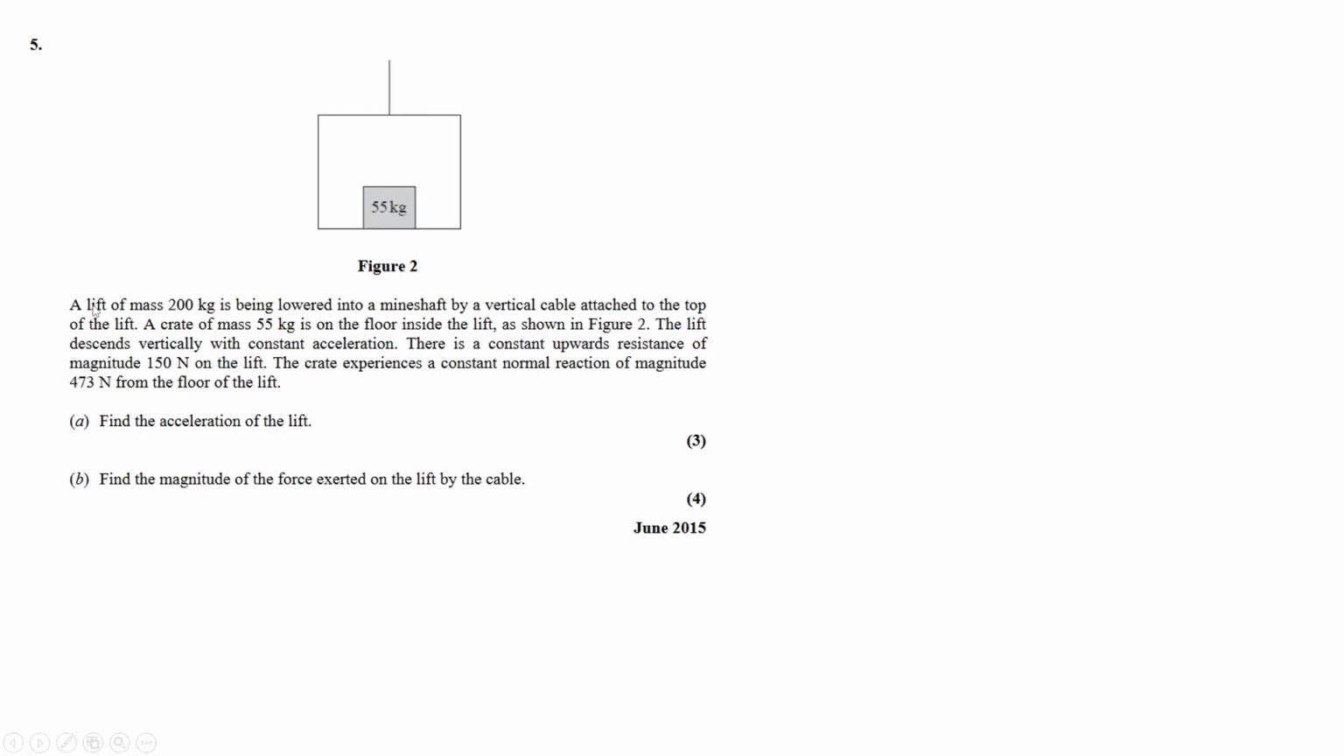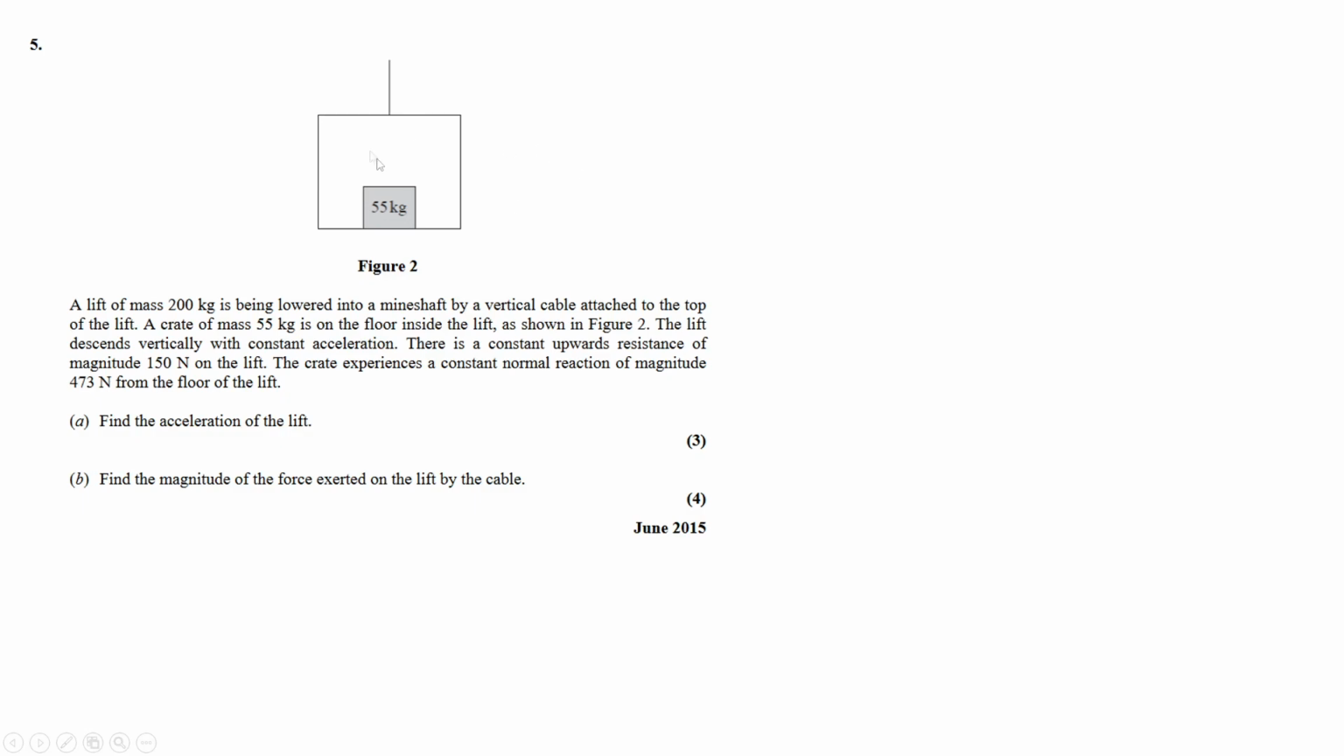Here's another example. They give us a lift of mass 200 kilograms. It's being lowered into a mine shaft, so in this case, it's accelerating downwards. We've got a crate of mass 55 kilograms. And there's a constant upwards resistance of magnitude 150 newtons. We don't know what that is, but it's probably air resistance. Or it could be friction. Then it tells us that the crate experiences a constant normal reaction of magnitude 473 newtons. So in this case, they give us the reaction force, and we need to find the acceleration of the lift.